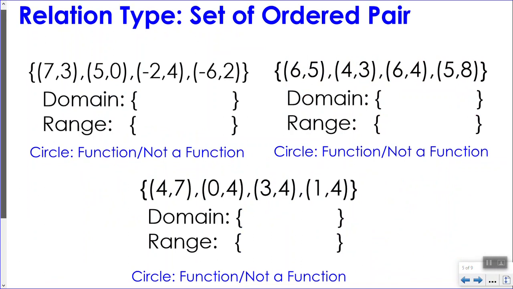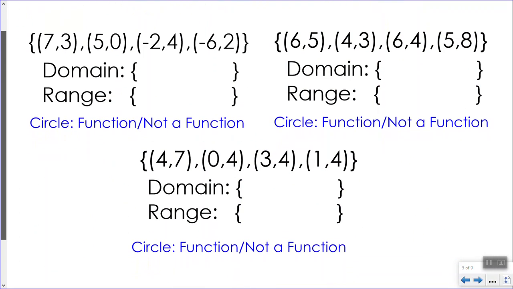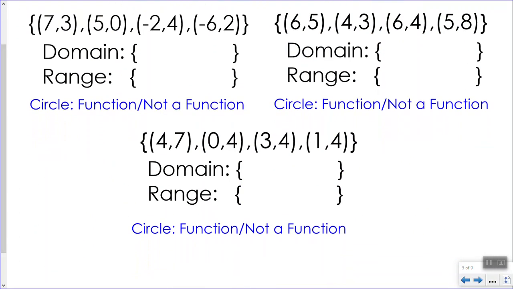Alright. Next type of relation is our set of ordered pairs. And if we want to identify the domain and range, this is as simple as identifying the x and y coordinates. Remember that the x coordinate is always first, the y-coordinate is always second. So if I look at my first set of ordered pairs here, my x's are 7, 5, -2, and -6. So we don't have any repeats there, so we don't have to worry about eliminating values, and we just list them in ascending order from least to greatest.